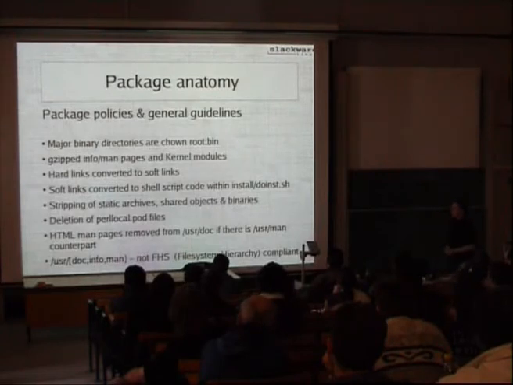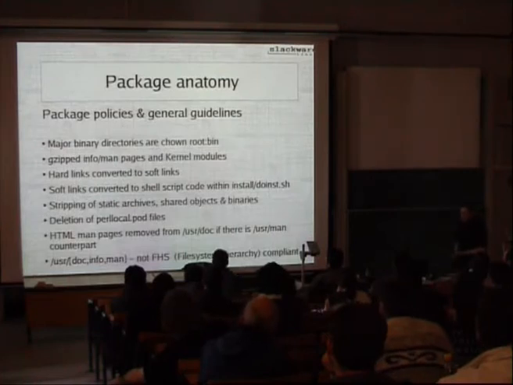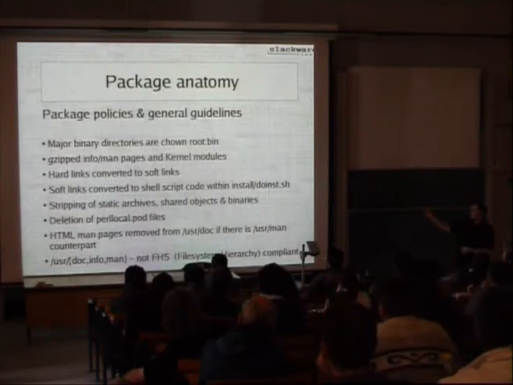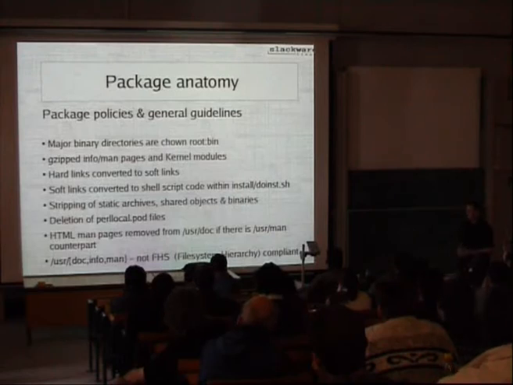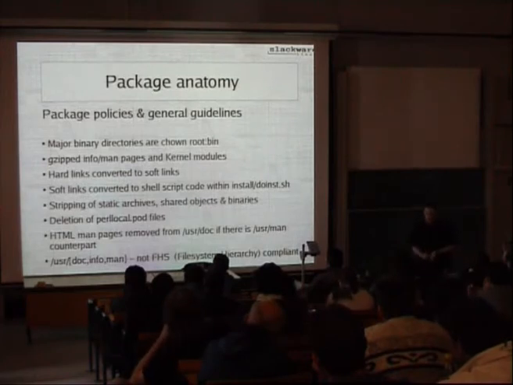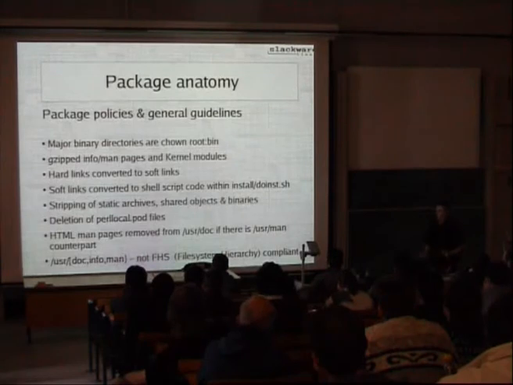Soft links are converted to shell scripts, though, within the doinst script, one of the install scripts. The soft link code, the actual shell script code, is created by the makepkg program, which builds the package, builds the gzip tar files. I'll talk about makepkg shortly. Static archives, shared objects, and binaries are stripped in general.